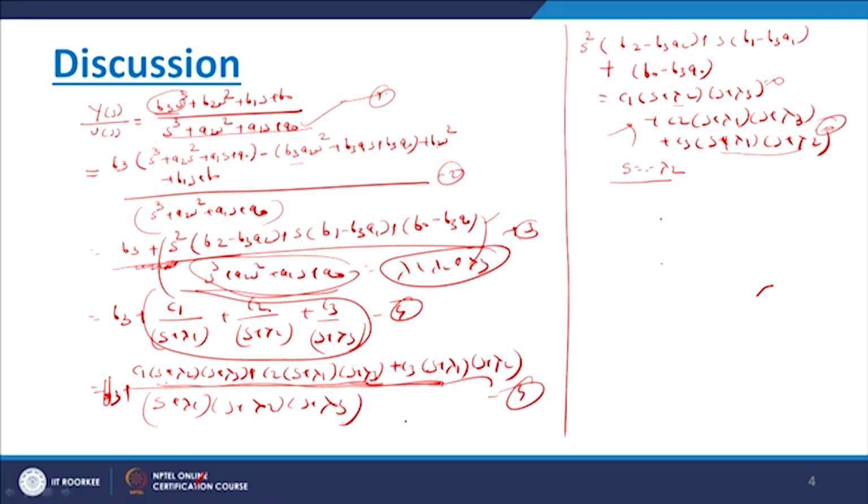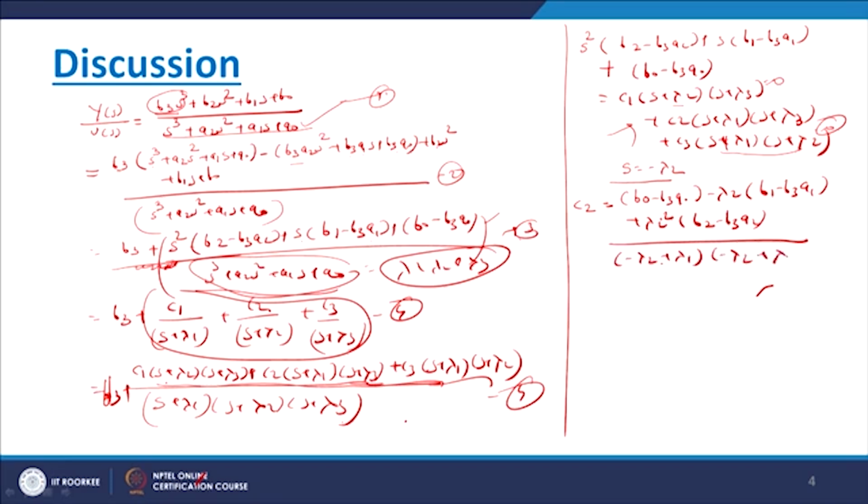So finally, if you replace S equals minus lambda 2 here, we can get the value of C2 as C2 equals (B0 minus B3 into A0) minus lambda 2 (B1 minus B3 into A1) plus lambda 2 square (B2 minus B3 into A2), divided by (minus lambda 2 plus lambda 1)(minus lambda 2 plus lambda 3). So in this way we have got C2.